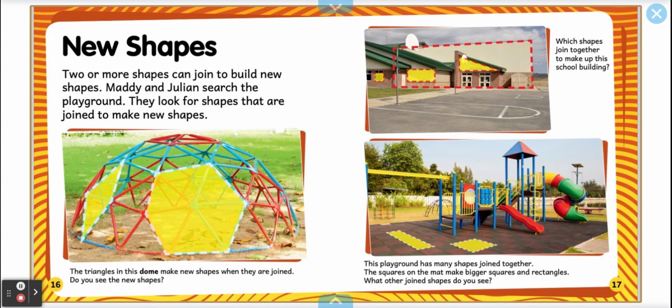This playground has many shapes joined together. The squares on the mat make bigger squares and rectangles. What other joined shapes do you see?